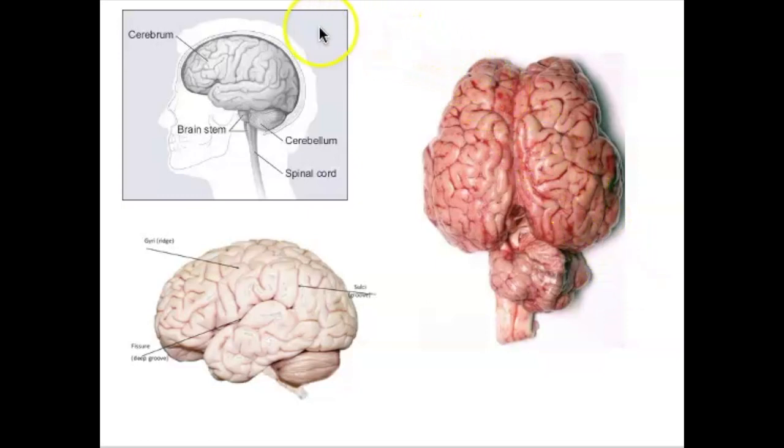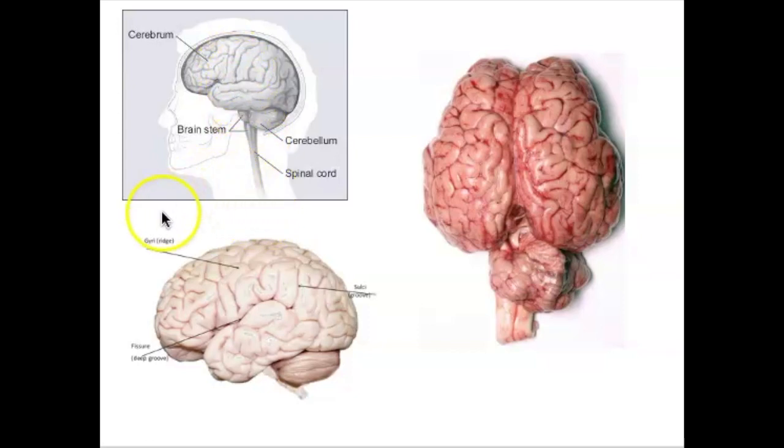You can see that positioning over here in the drawing on the upper left. Now we're looking at one side here. We're looking at a lateral surface of one side, but you can see how the cerebrum normally sits in relation to the cerebellum, which is located inferior and posterior, and the brainstem, which is also on the inferior surface of the brain, more centrally located, aligned with the spinal cord.